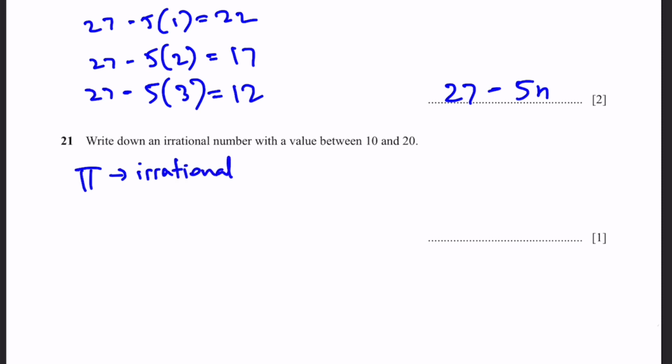But how do we make the value of pi between 10 and 20? We add pi with something else. So we can add 10 plus pi to make it about 13.1415, and it just goes on. That is an irrational number because we do not have a pattern in the decimal. And we can just say 10 plus pi. That's the answer.